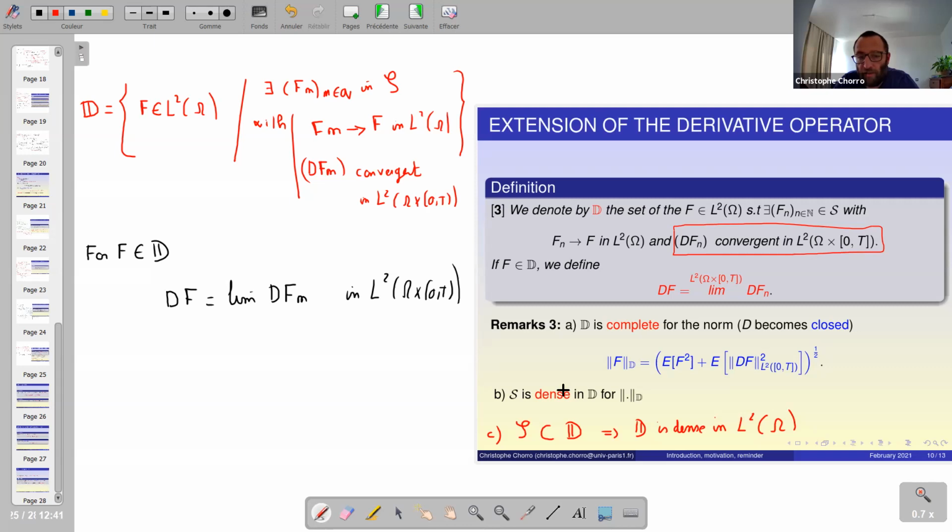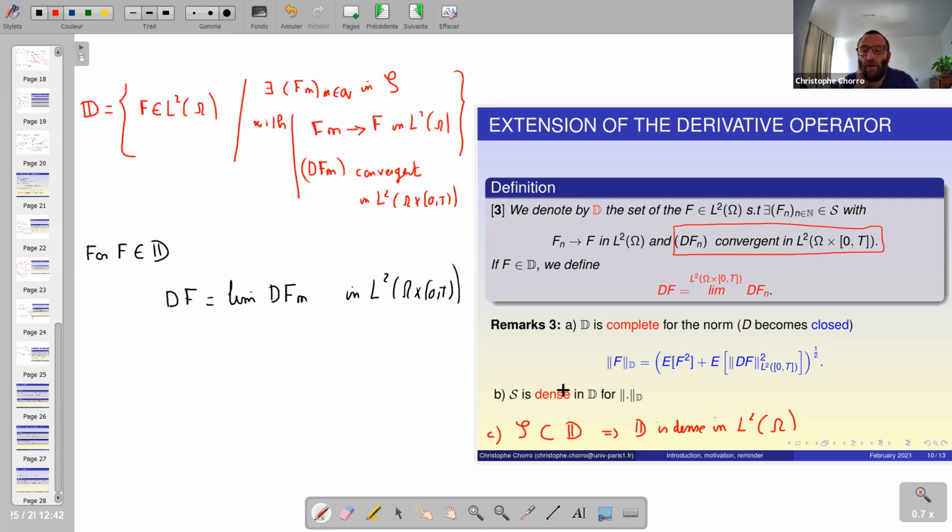So I will define, without ambiguity, the derivative operator for the elements that are in its domain D, D being defined on my slide here in red in definition 3. And I will define, for an element F in D, D of F as the limit of D of Fn for any approximating sequence Fn, in the previous sense. And what will be nice in general is that we are going to prove some properties for the derivative operator extended this way.